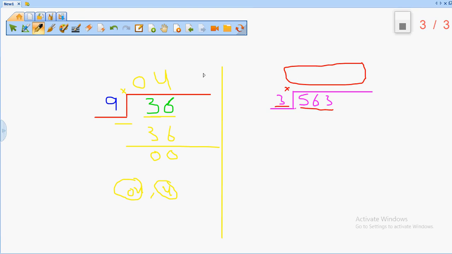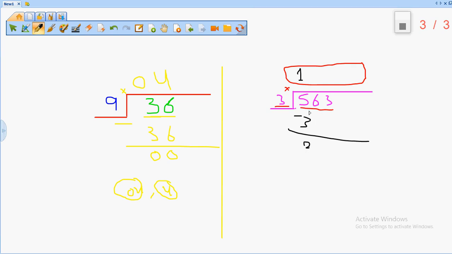What is the number that when I multiply it by 3, I will get 5? I will check. 1 times 3 is smaller than 5. 2 times 3 is 6. Look, when I choose 2 times 3 is 6, here 6 is greater than 5, so I will not use it. I will take a number less than 2, so I will take 1 here. So 1 times 3 is 3. When you get the answer, subtract. 5 minus 3 is 2.